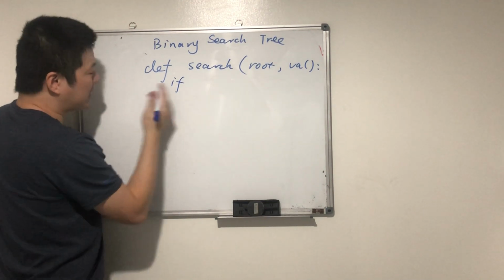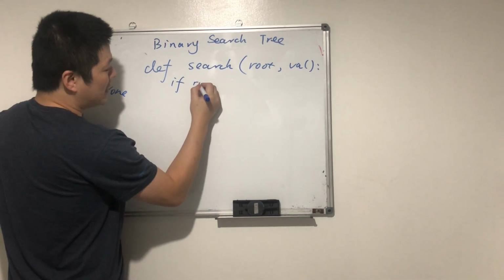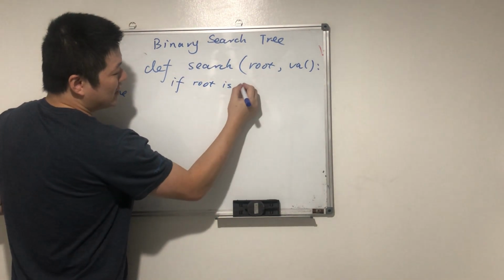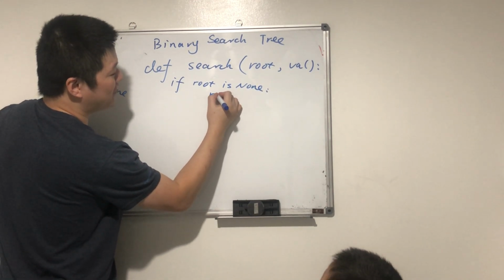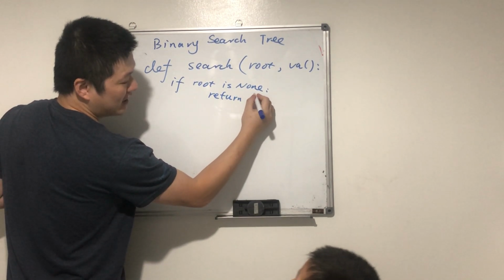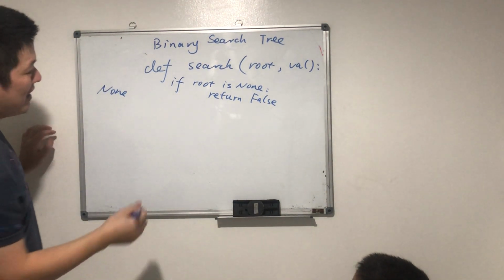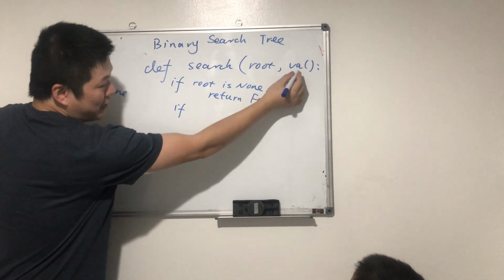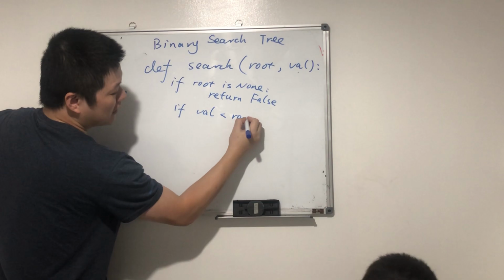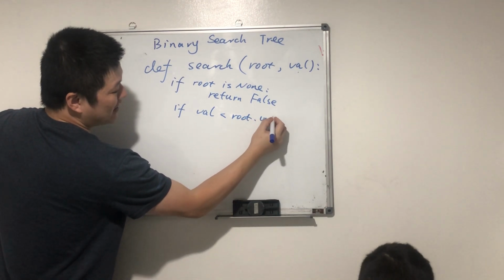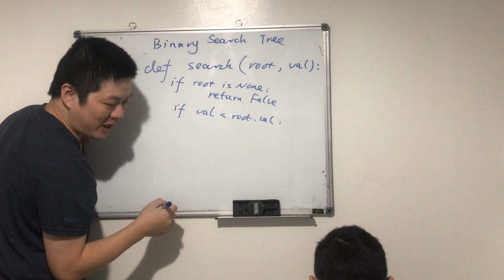If the root is nothing, if you give me a None, then if root is None, we return false, which means we can't find it, right? Then if the value is smaller than root.value, remember the tree has the value. So what do we do now?